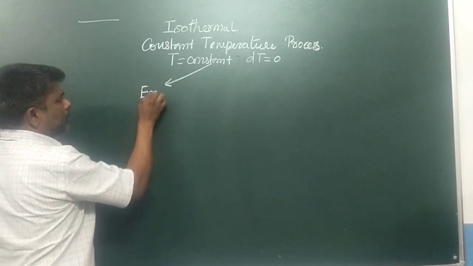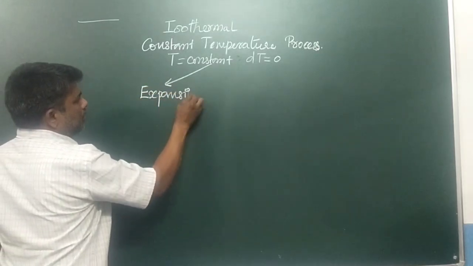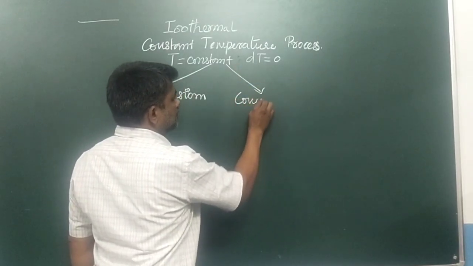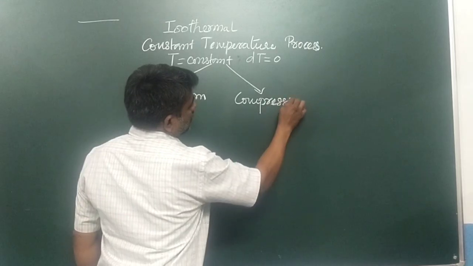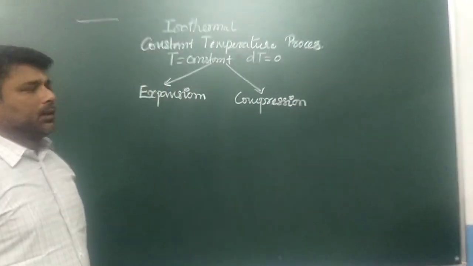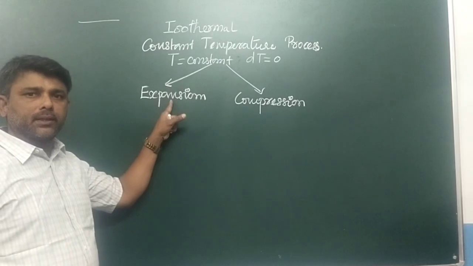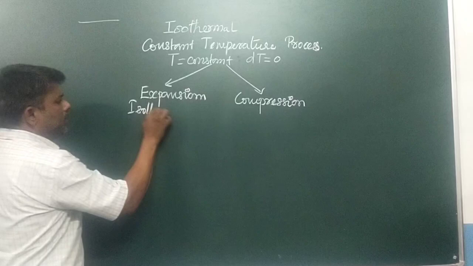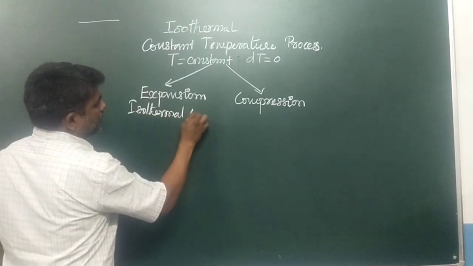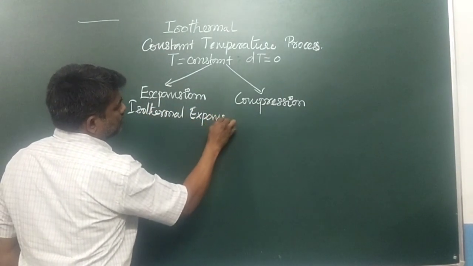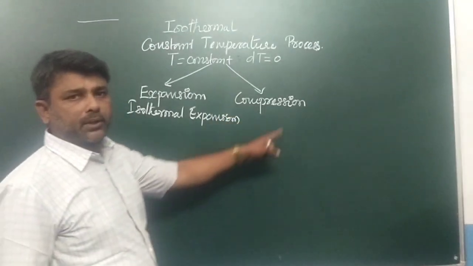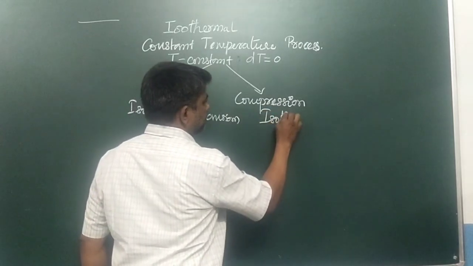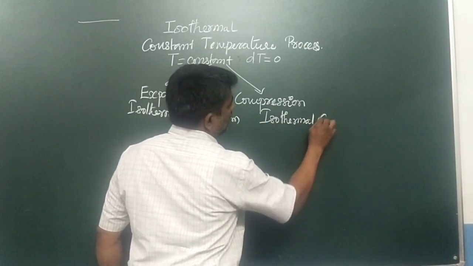One is expansion process, another one is compression process. Expansion under constant temperature condition is called isothermal expansion process. Compression under constant temperature condition is called isothermal compression process.